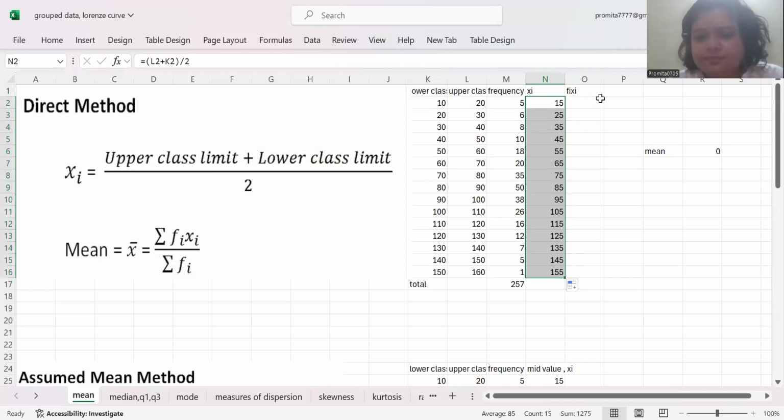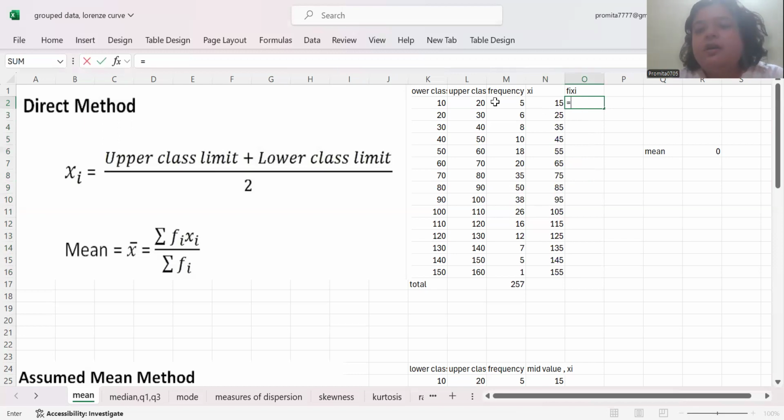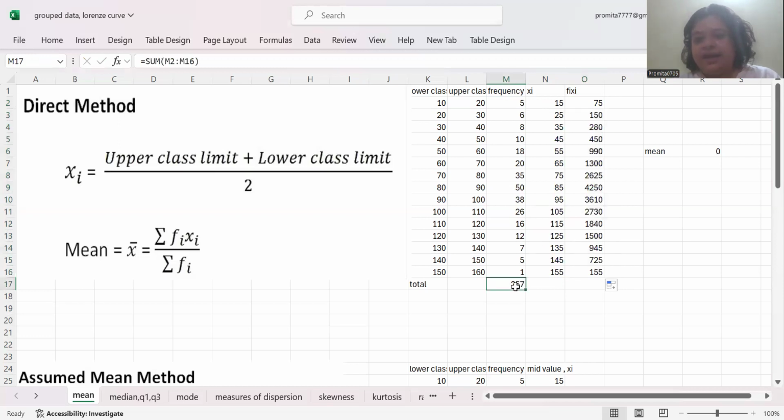Now we'll calculate fi(xi). So we multiply the frequency with the mid value to get the value fi(xi). And then we'll calculate the total. So this is summation fi(xi), 21625. So my mean will be equal to summation fi(xi) divided by summation fi. So 84.14397, that is my mean.